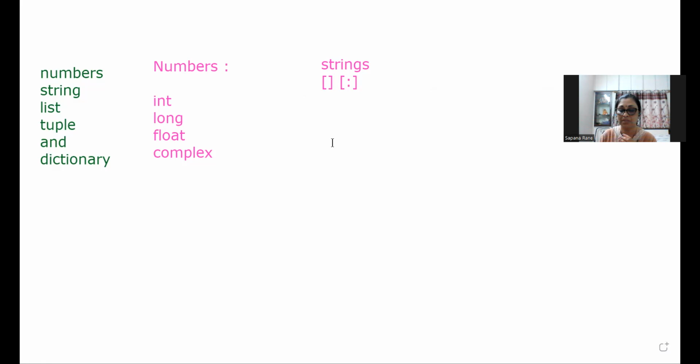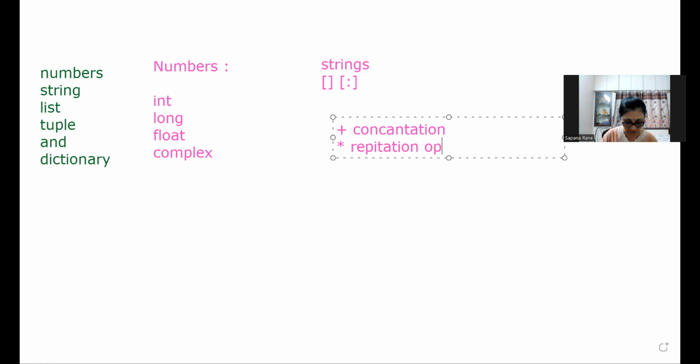The plus sign is the string concatenation operator and the asterisk sign is the repetition operator. So plus sign is concatenation and, as you see, the asterisk sign is the repetition operator. So this you should know, repetition operator.